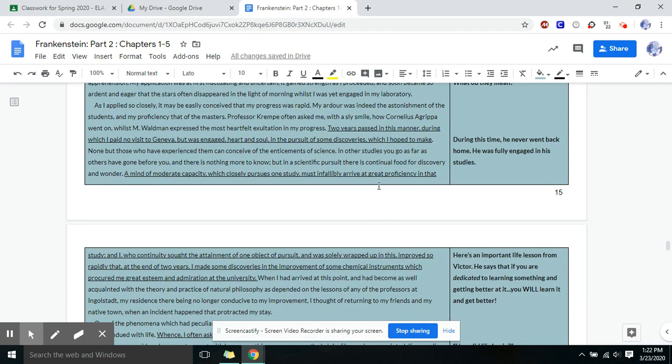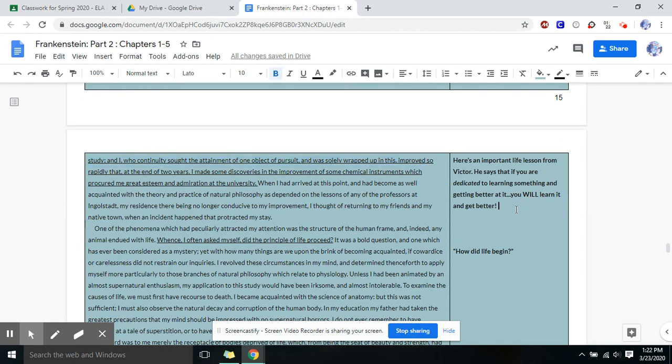And he makes this comment: "A mind of moderate capacity," meaning someone who's not that smart, right? "A mind of moderate capacity, which closely pursues one study, must infallibly arrive at great proficiency in that study." So he's saying you don't even have to be that smart. If you work on something long enough, you're going to be good at it. He's saying, I constantly sought this one pursuit, and so I became really good at it. I got a lot of admiration. A lot of people noticed that I was being so successful. So we start to see at this point, the obsession is paying off.